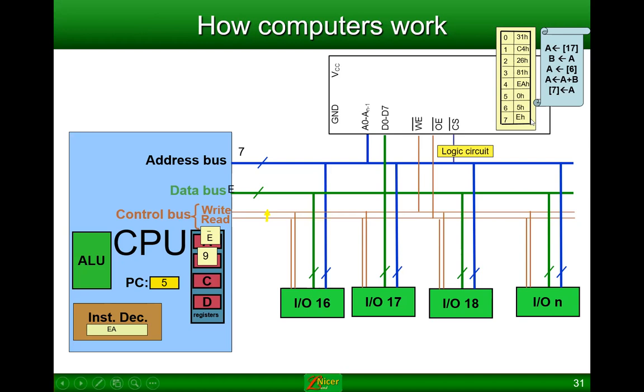So that's it. This is how the computer works, with the different components that we have seen: ALU, program counter, instruction decoder, and register. Thank you so much.